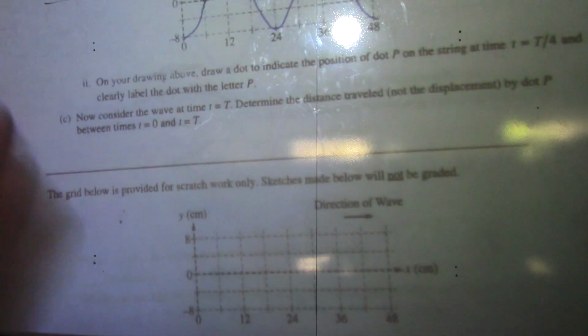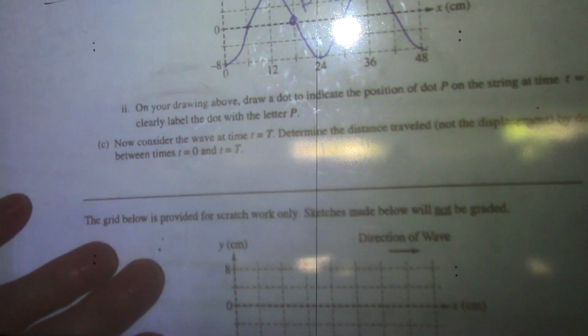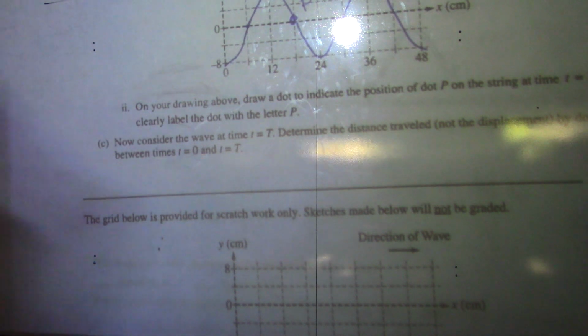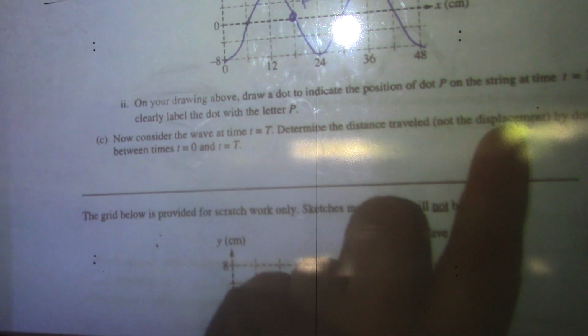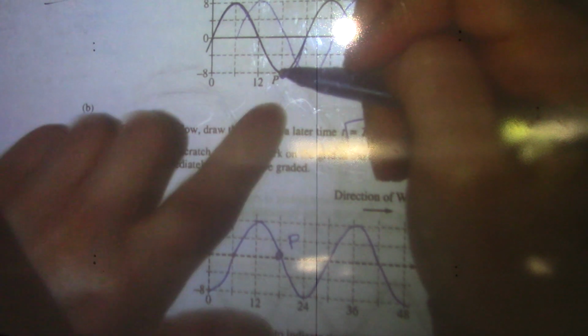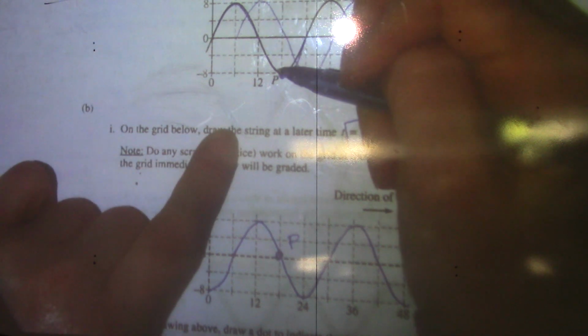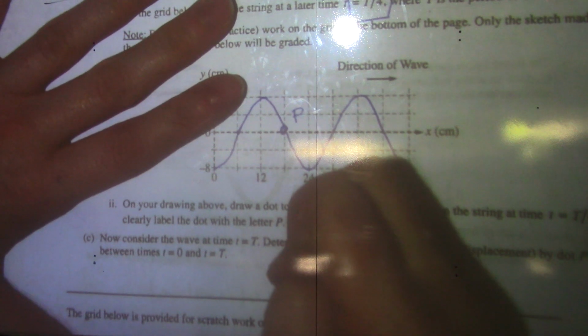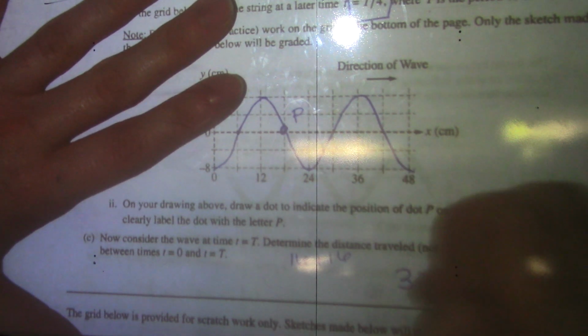There is part C. Consider the wave at T, the time period. What is the distance traveled? Not displacement, because it'll be back where it started in a period, but how many centimeters has it actually moved between this time and this time? So think about point P. In a full cycle, it will go up and back down. So it'll go up 8, and down 8, and 8 up 16, down 16, which is 16 plus 16, 32 centimeters.